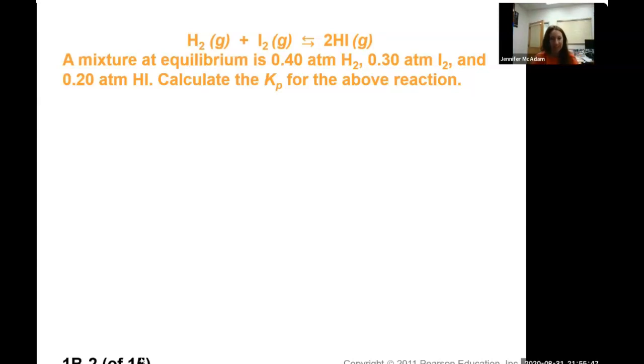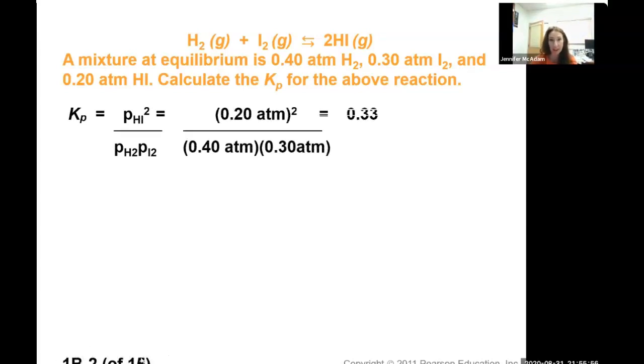So you see this one, right? This one's not a hard one, right? Even though we've been doing these crazy ICE tables, this one I'm giving you all the equilibrium values. All you have to do is plug it in, right? And they're already in pressures, so you get 0.33. So yeah, very good. This one's just a really super easy one.